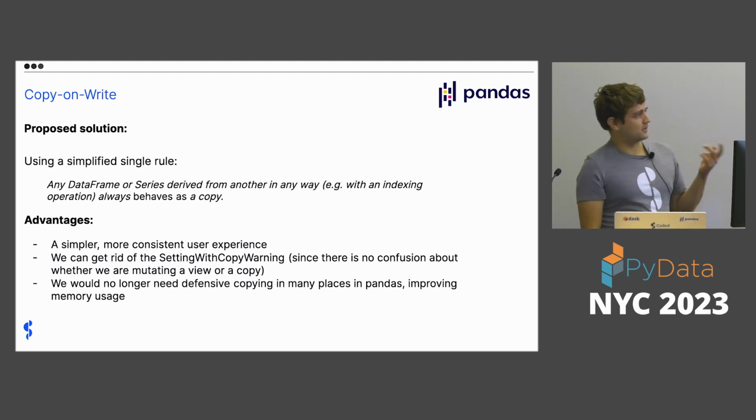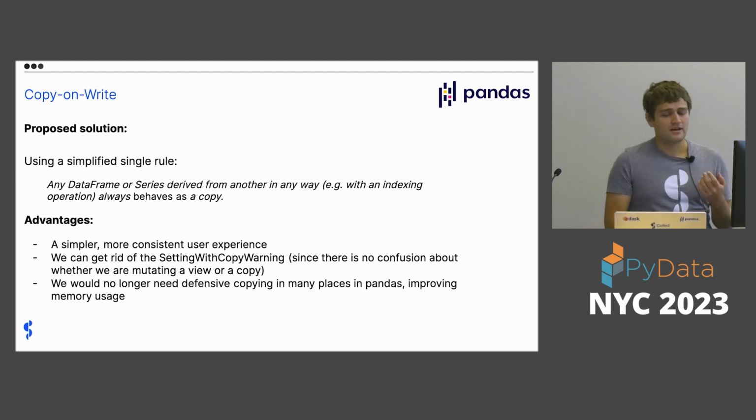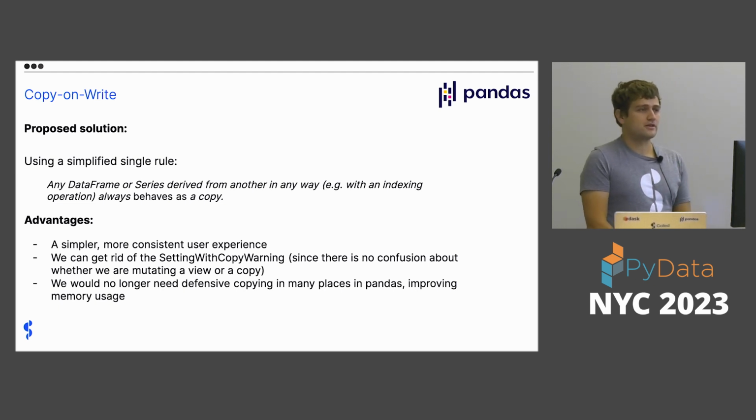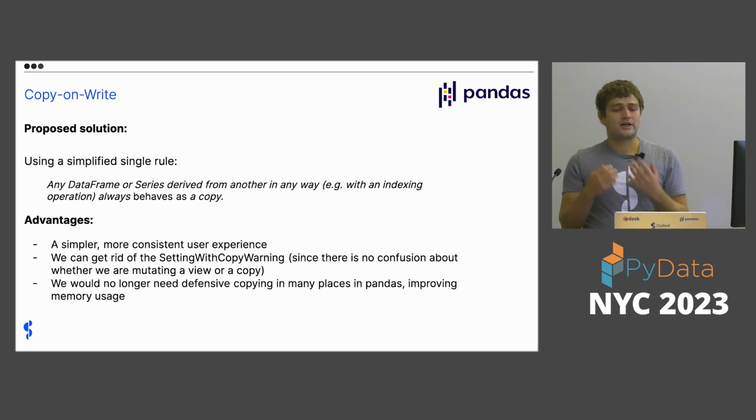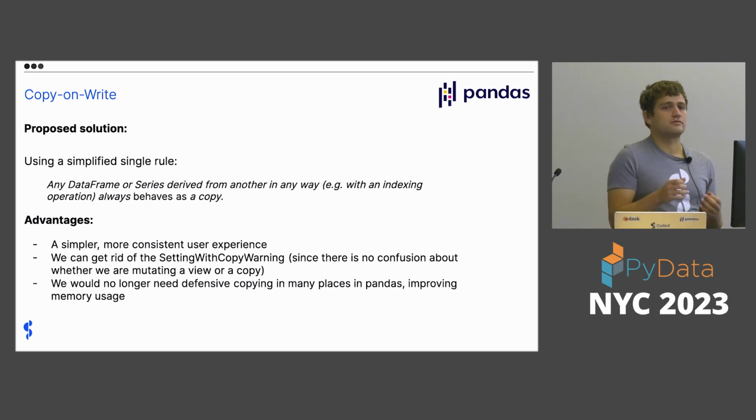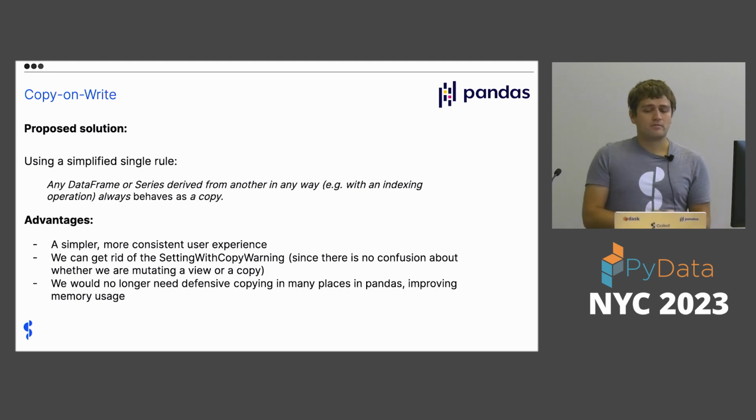Another advantage that I personally like even more is that we don't have to do defensive copies anymore. At the moment in pandas, if you have a data frame that has like 50 columns and you drop one column, you might expect that this is a view and we just remove that column from the data frame and give you back a new object. But that's not what we do.